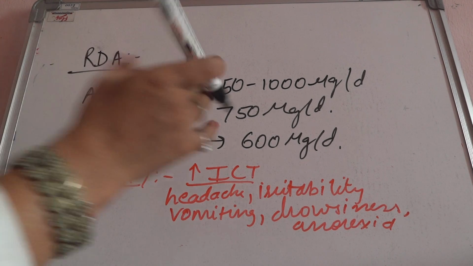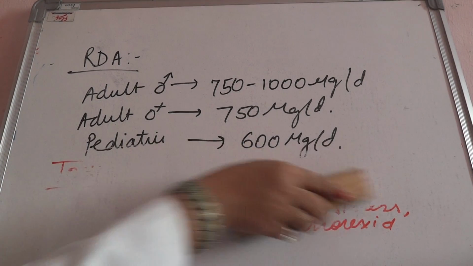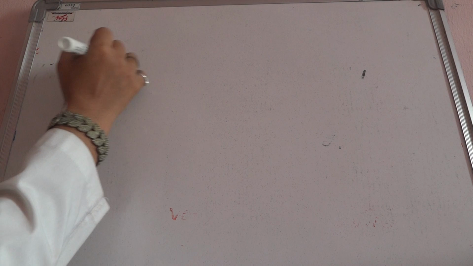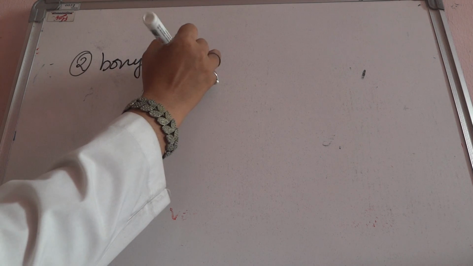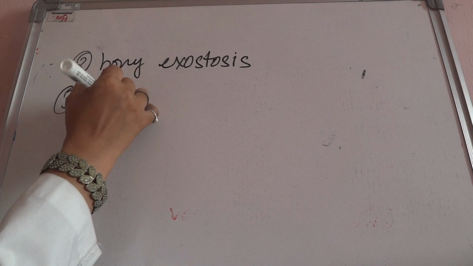This is a point of MCQ. In adults, the requirement is 750 to 1000 microgram. Even if you remember the figure of 750 microgram per day, it would be well enough, because everything is close to it. So vitamin A is around 750 microgram. So in toxicity, we saw increased intracranial tension. The other toxic features are, second, bony exostosis. And third, the peeling of skin.